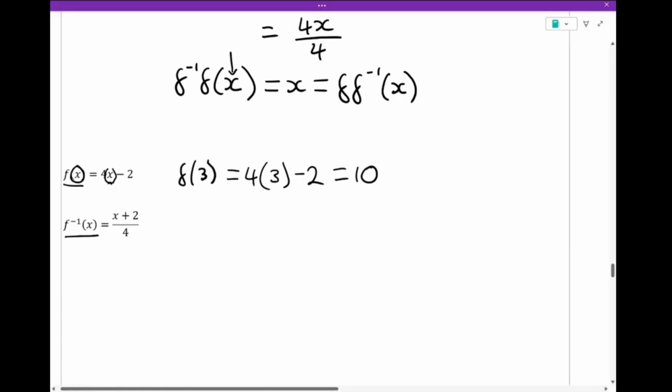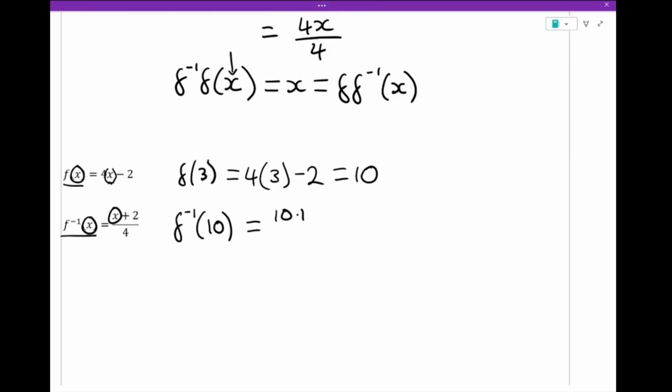Now what I'm going to do is substitute this 10 into an inverse function. So we're going to calculate inverse f of 10 like that. So wherever there's an x in my inverse function, I'm going to replace it with a 10. Okay, so the only x that is here, so I'm going to have 10 plus 2 divided by 4. So if we calculate this, my numerator is 12. If I divide by 4, I end up with 3.